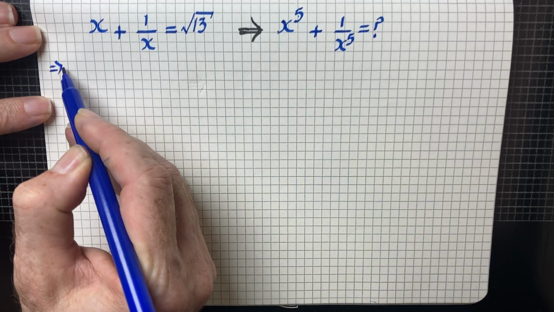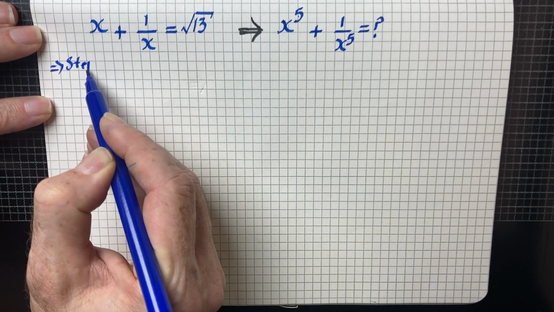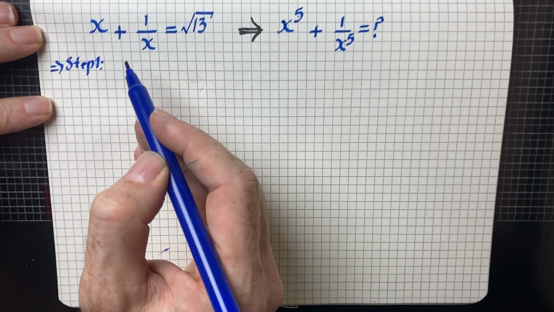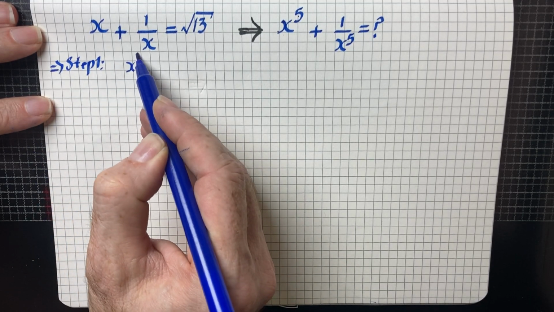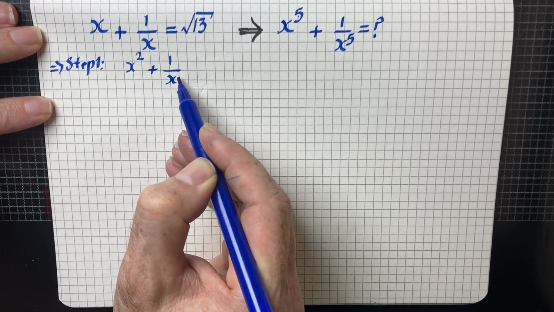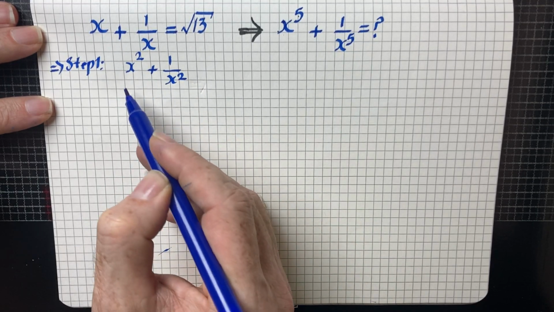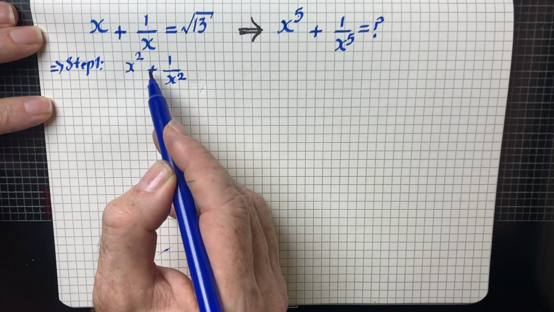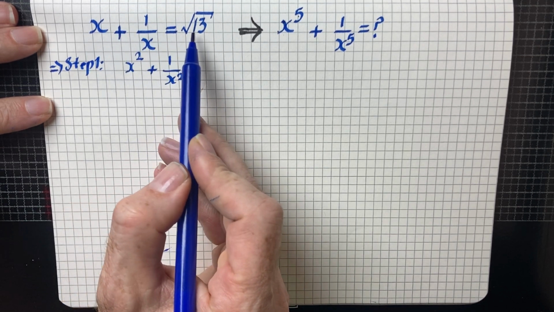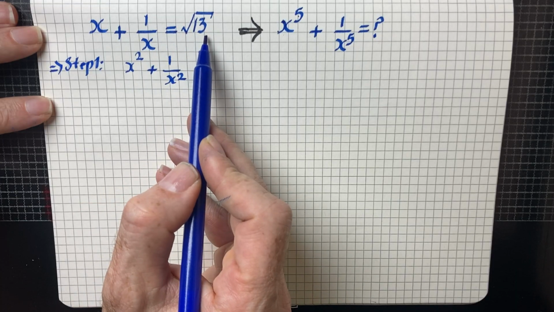Step 1. As step 1, I'm going to find out the value of x raised to the power of 2 plus 1 over x to the power of 2. But how can we solve this x to the power of 2 plus 1 over x to the power of 2? By squaring both sides of this information in the question.